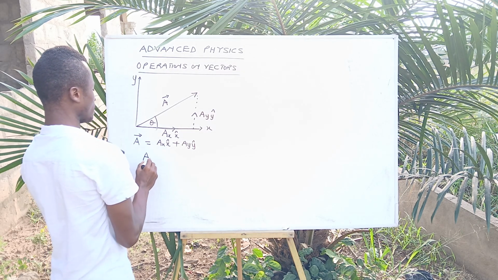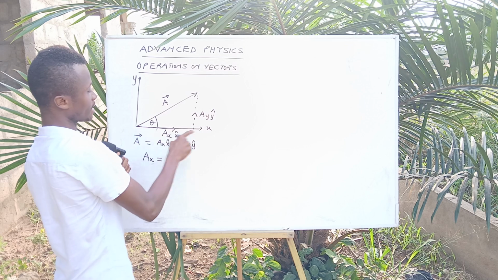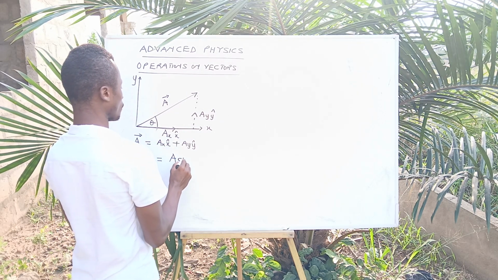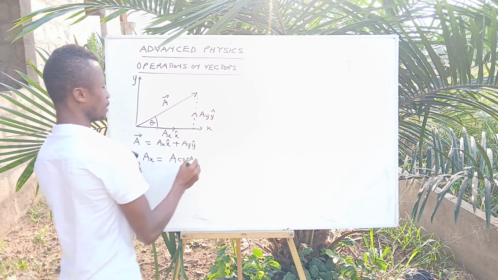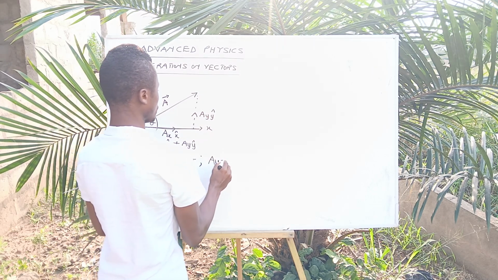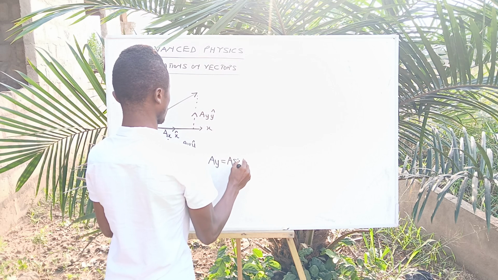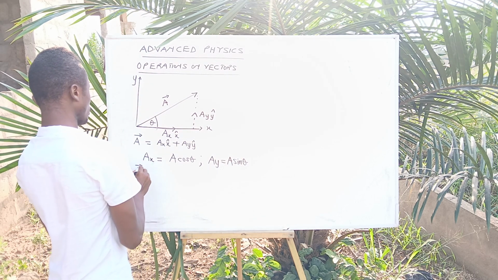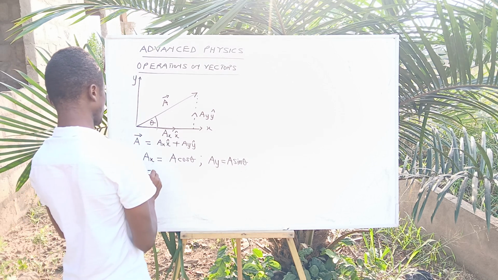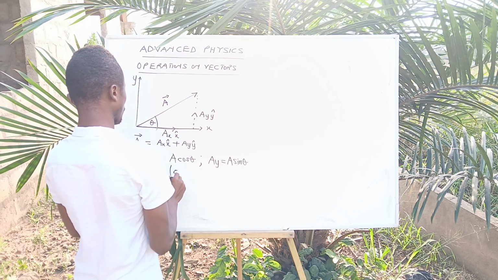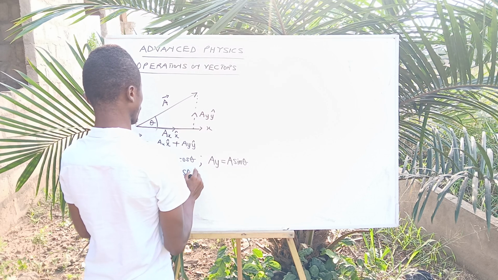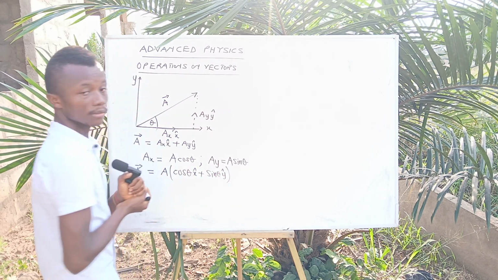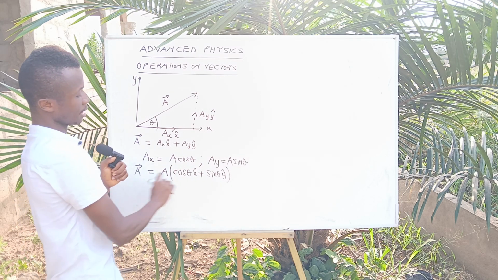Now AX, which is the magnitude of the vector in the x direction, is equal to the magnitude of A cosine of theta, then AY, the magnitude of A sine of theta. So in totality, the overall vector A can be written as A cosine of theta x roof plus sine of theta y roof. We can expand the bracket and compare with this, and they are the same.